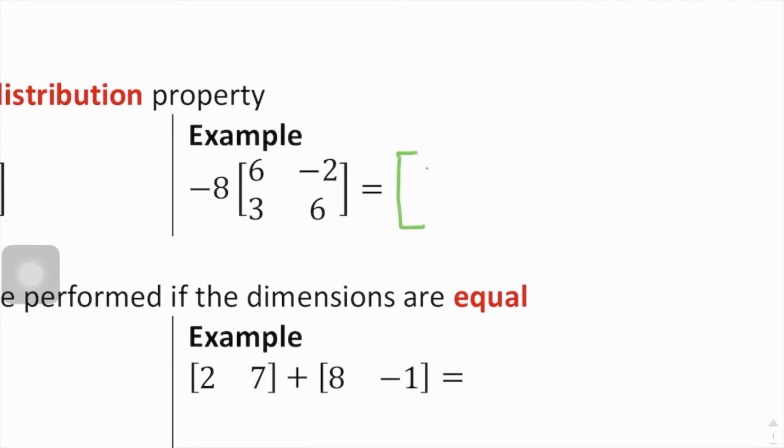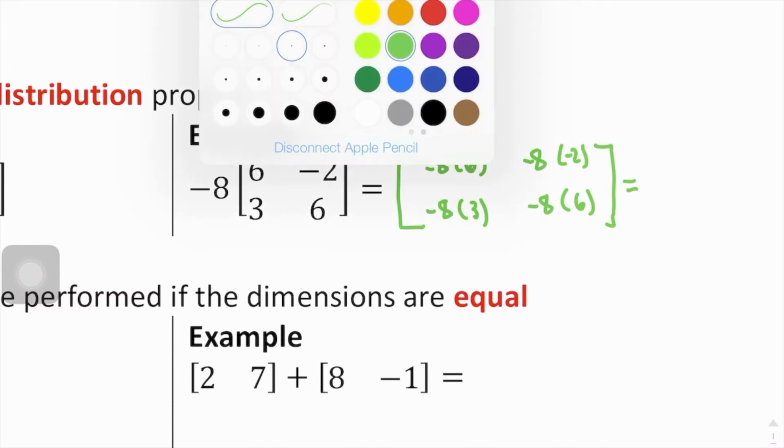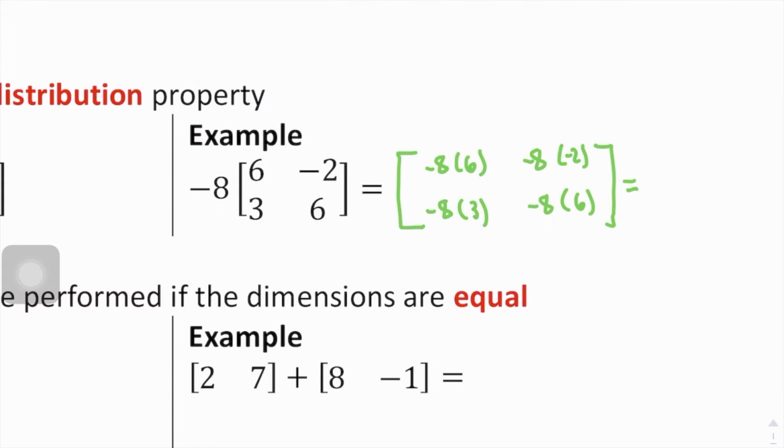So it's negative 8 times 6, negative 8 times negative 2, negative 8 times 3, negative 8 times 6. All right, evaluate that. Turns out we're going to get negative 48, positive 16, negative 24, negative 48. And there's our answer. That would be complete.